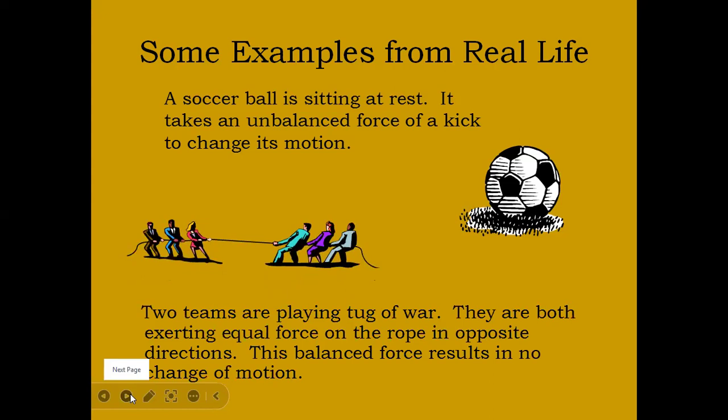Two teams are playing tug of war. They are both exerting equal force on the rope in opposite directions. This balanced force results in no change of motion.